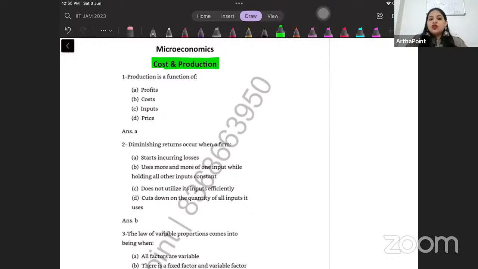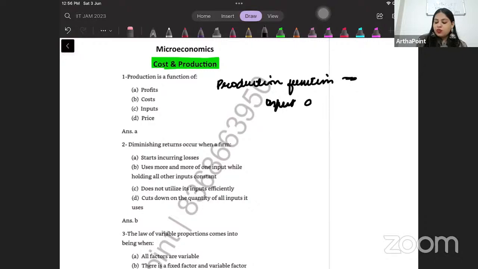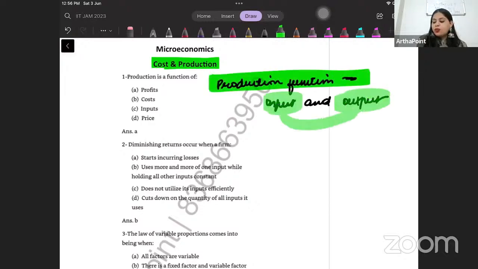Production is a function of. So beta, actually, अगर ये होता production function, the correct answer is that production is a functional relationship between input and output. Production function. तो production function ये बताता है कि कितने input पे कितना output produce करेंगे. You give some inputs, how much output you will produce, that is production function.